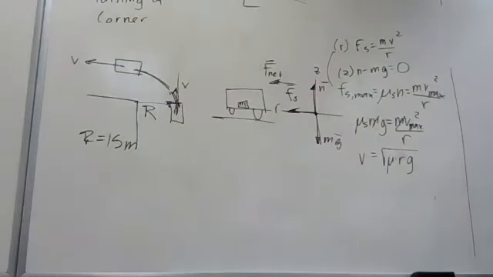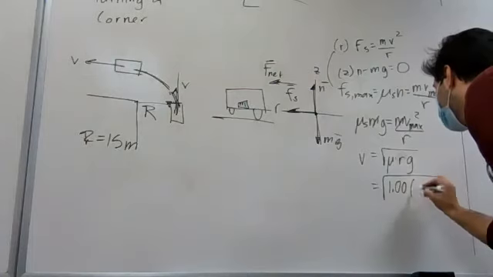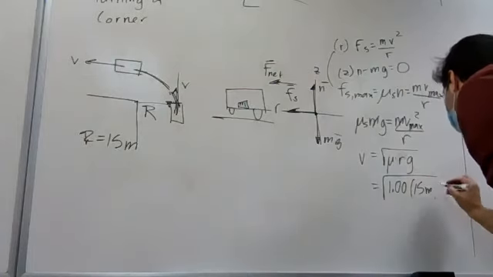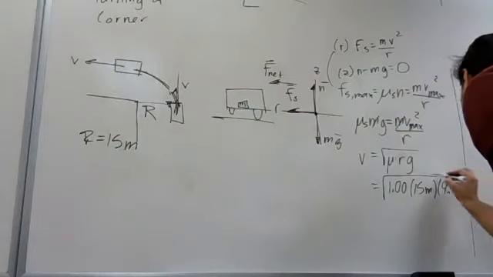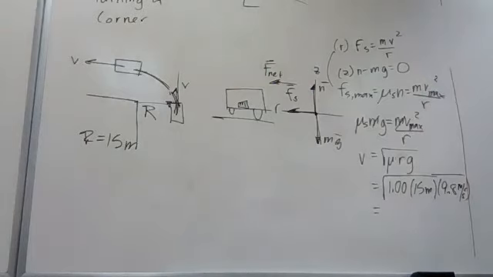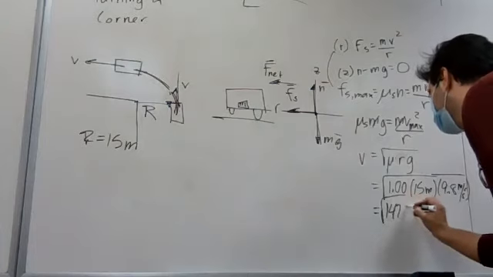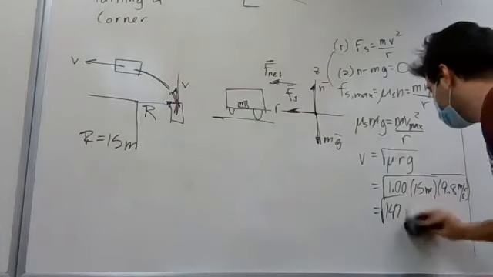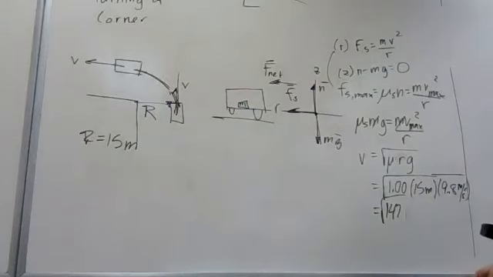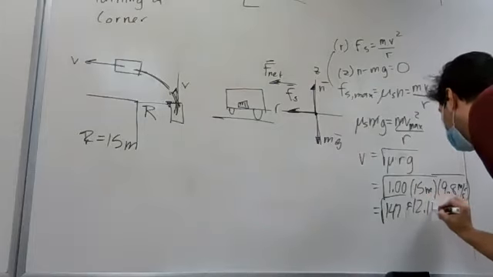Square root, so the static friction coefficient for rubber on concrete that's mentioned in the book is 1. R is 15. G is 9.8. And then 15 times 9.8 is 147. So square root of 147 is a little over 12, right? Maybe 12.1 or so. Okay, it's 12.1 meters per second.